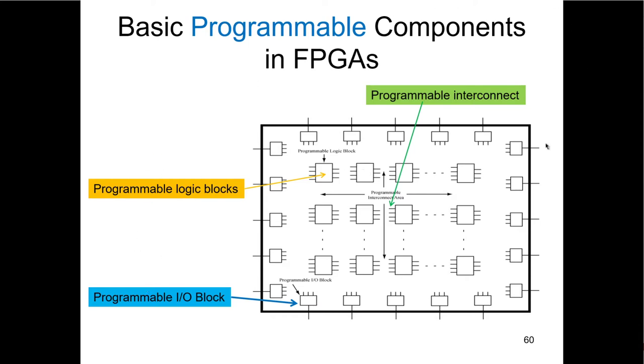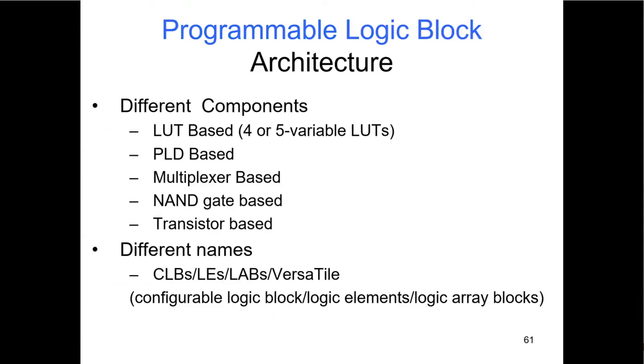So we're going to look now at how these things get programmed. How do you program the interconnect matrix? How do you program the logic blocks? How do you program the I/O blocks? Okay, so first we'll look at the logic blocks. Now this is old because they're looking at four or five variable LUTs. Ours are six and seven, so that's what the Artix chip uses.